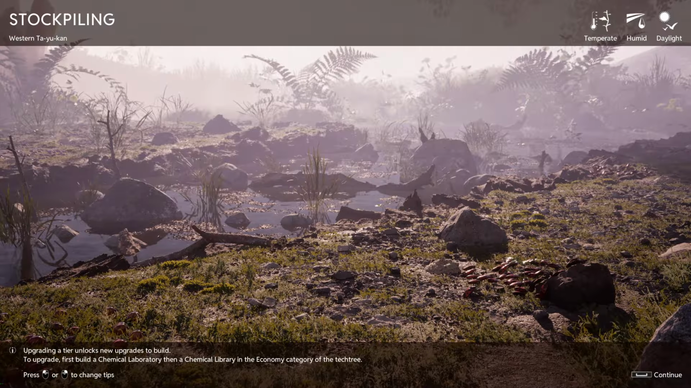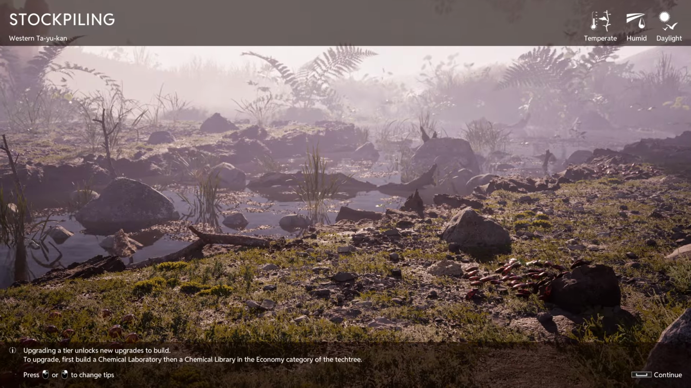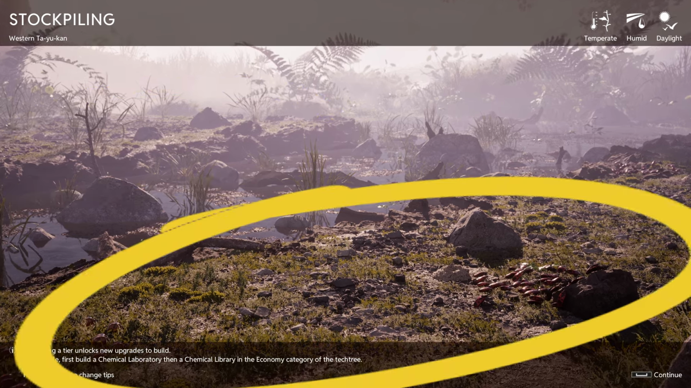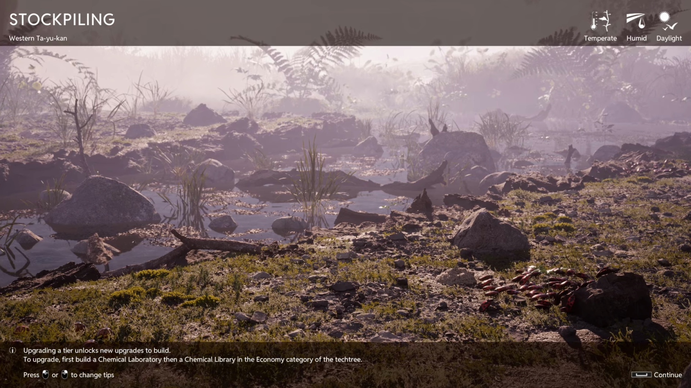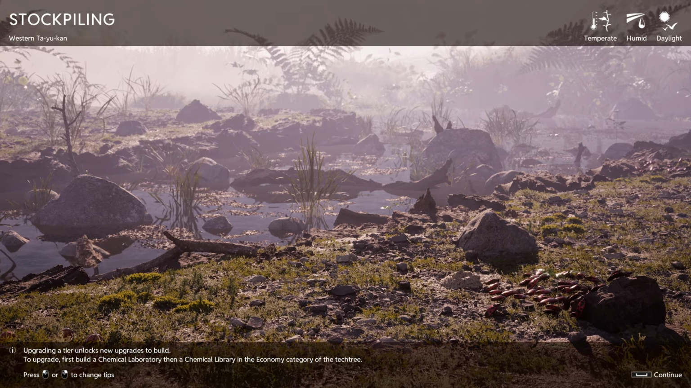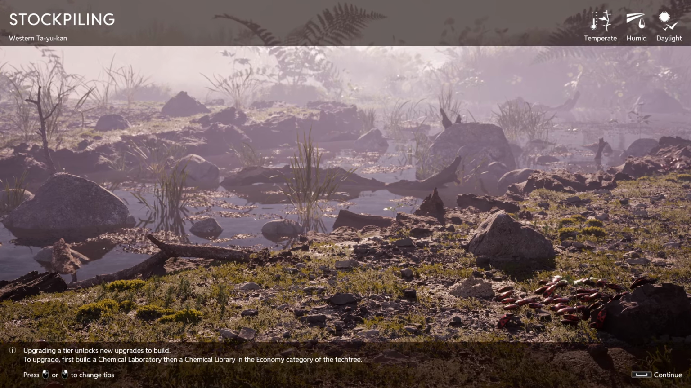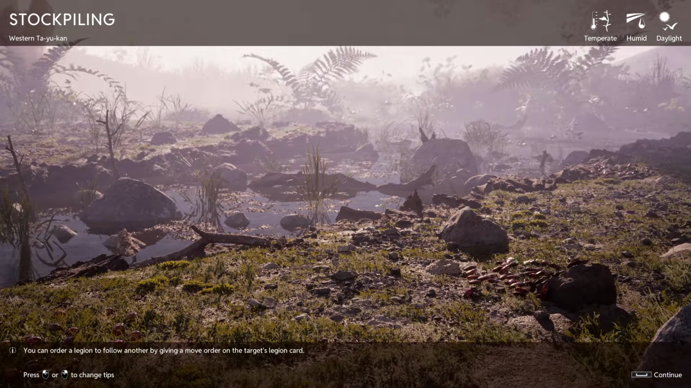Okay, so here, as we can see, we're at Western Tayukan, and there is a section of land on that side and a section of land on this side. And there is a stream in between. So it's going to take a lot of time to actually travel between these two points. That's potentially a problem. Now, we will need to be smart in how we do things here.